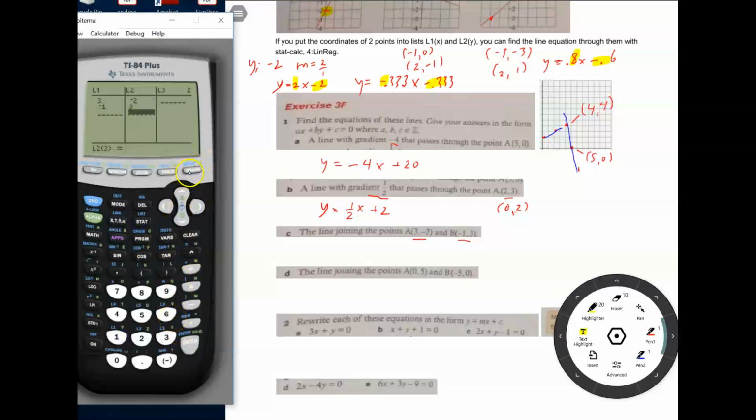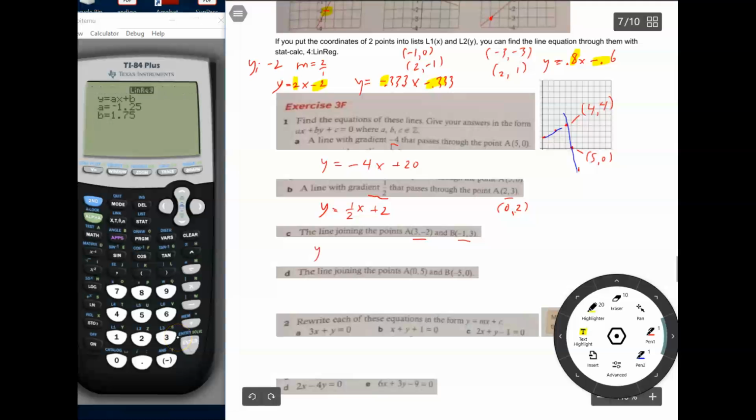Okay, and then I'm gonna do stat, calc, 4, so we get y equals -1.25x plus 1.75. The line joining the points (0, 5) and (-5, 0).